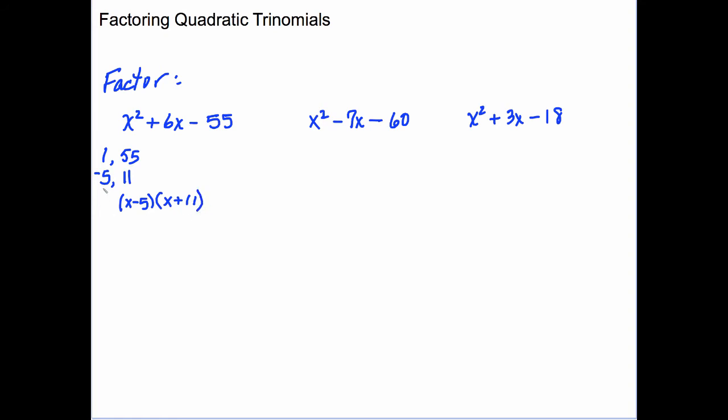Notice that it's important that the 5 is the one that's negative, because if not, you will change the result, and this will not be the correct factoring. So this is the only correct factoring.